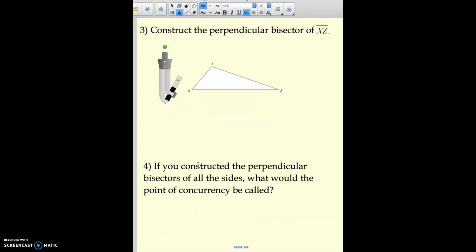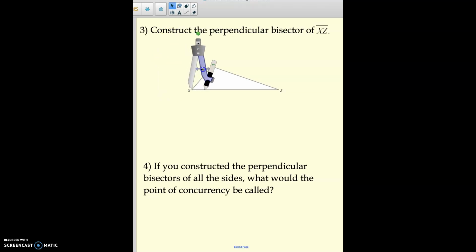For 3, we want to construct the perpendicular bisector of XZ. So when I'm constructing the perpendicular bisector of XZ, I'm going to ignore the rest of that triangle except for this line segment here. And the first thing that we're going to do is put the fixed point of my compass on X.